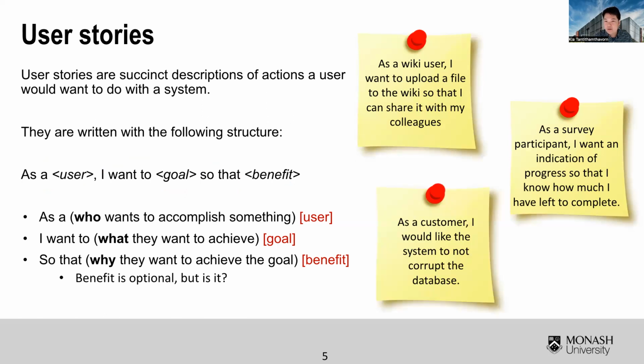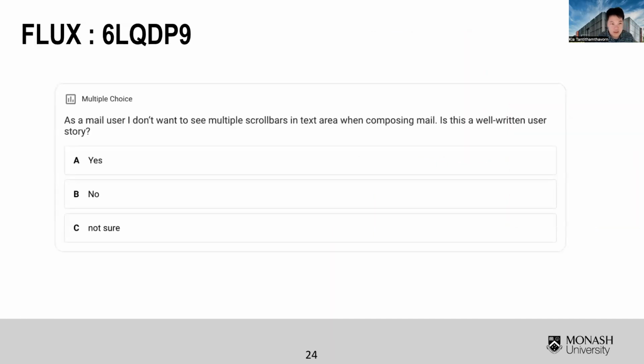Let's take a look at these three. As a wiki user, I want to upload a file to Wikipedia so that I can share it with my colleagues. As a survey participant, I want an indication of the progress so that I know how much I have left to complete. This is a very good example. As a customer, I would like the system to not corrupt the database, right? Yeah, that's the thing.